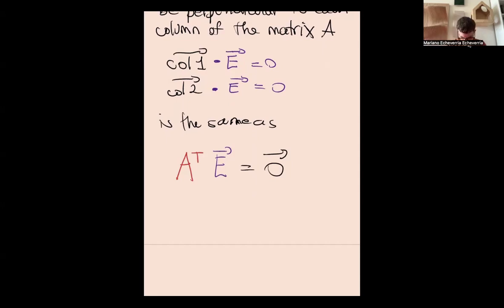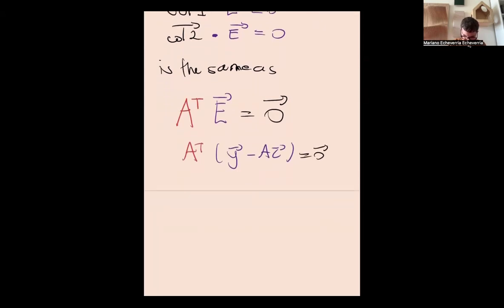If you work this out, what is E? The vector E was Y minus A times C. So this needs to be the zero vector. Okay, so that gives you that A transpose, how do you do a multiplication? You can distribute. So that gives you that A transpose Y minus A transpose AC should be equal to the zero vector.